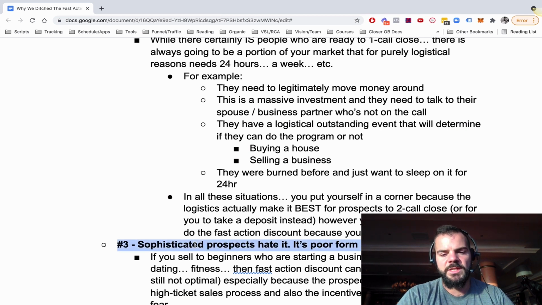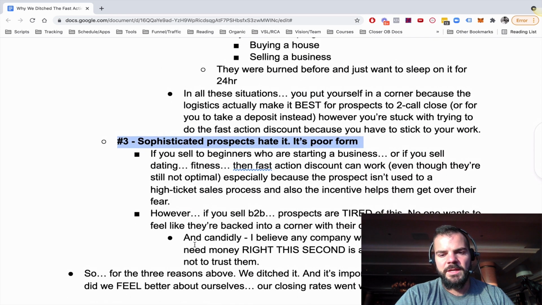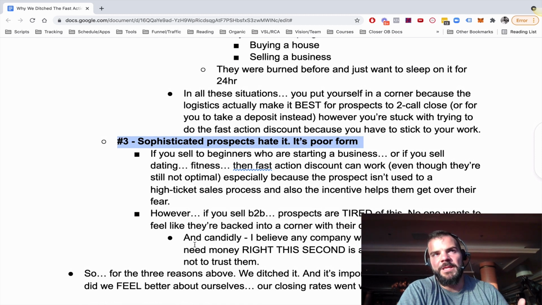The next reason we ditched the incentive-based pricing is sophistication. I mean, really not just sophisticated. Pretty much all prospects hate it, but especially sophisticated prospects hate it. And to me, it's like poor form, to be honest.